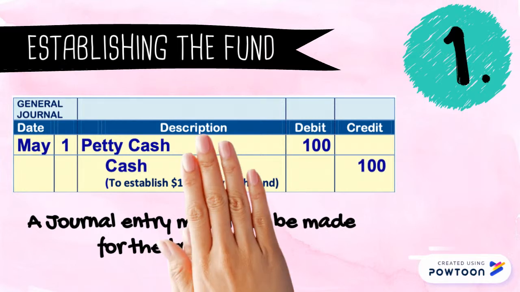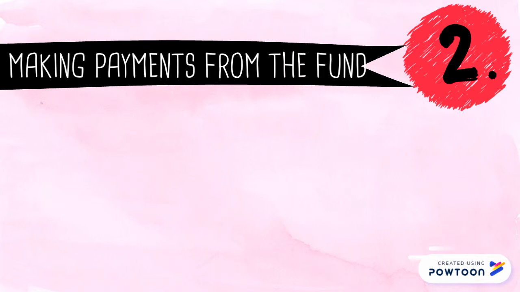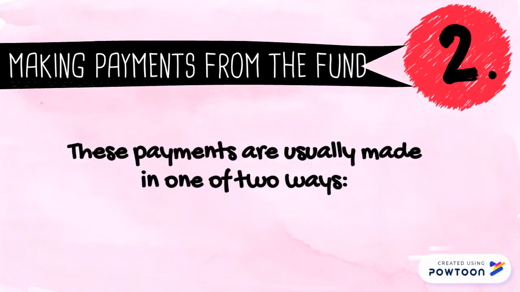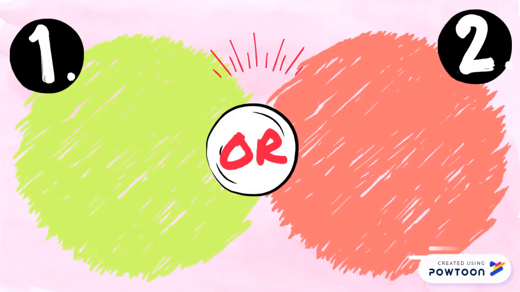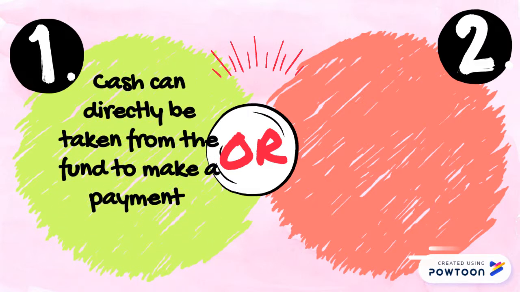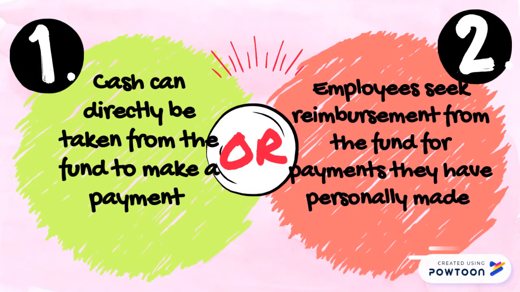The example in the slide shows that petty cash is debited $100 and cash is credited $100 to record this transaction. So now that we have the first one down pat, it is time we introduce the second, making payments from the fund. During this period of petty cash fund, payments will be made. These payments are usually made in one of two ways. 1. Cash can be directly taken from the fund to make a payment, or 2. Employees seek reimbursement from the fund for payments they have personally made.